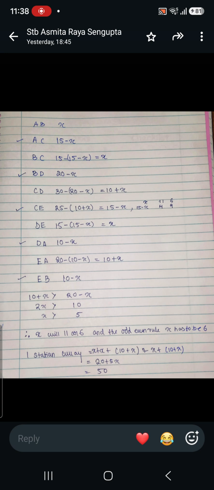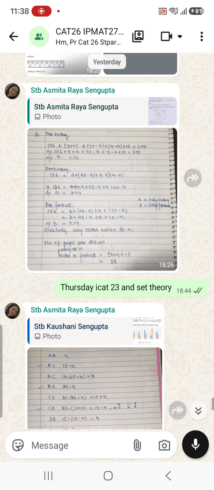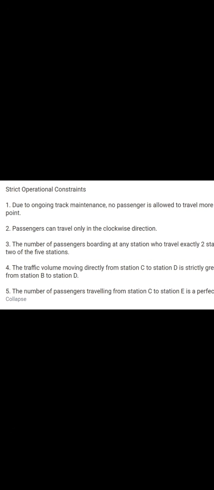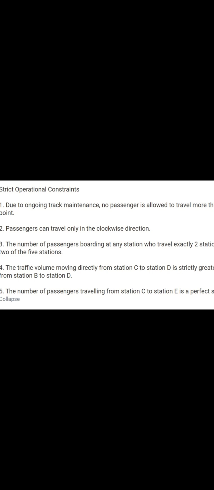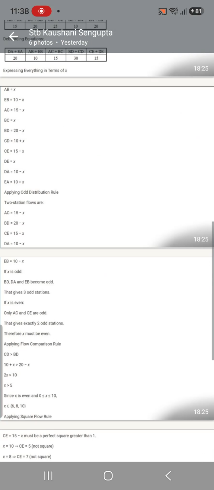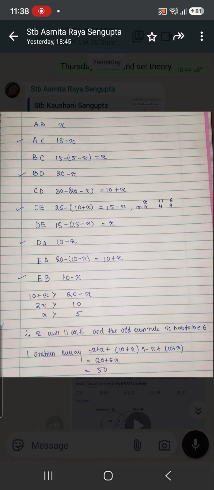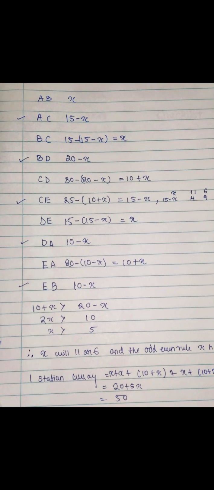Now let us look at this: 10 plus x greater than 20 minus x. Why is 10 plus x greater than 20 minus x? Because there is a constraint given here. The traffic volume moving from C to D is greater than the traffic moving from B to D. So let's look at that. C to D is 10 plus x, it is greater than B to D, which is 20 minus x. So we get 10 plus x greater than 20 minus x, or x greater than 5.